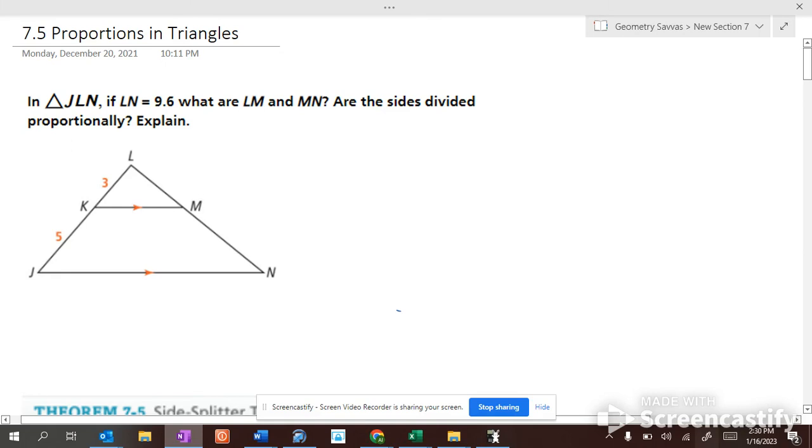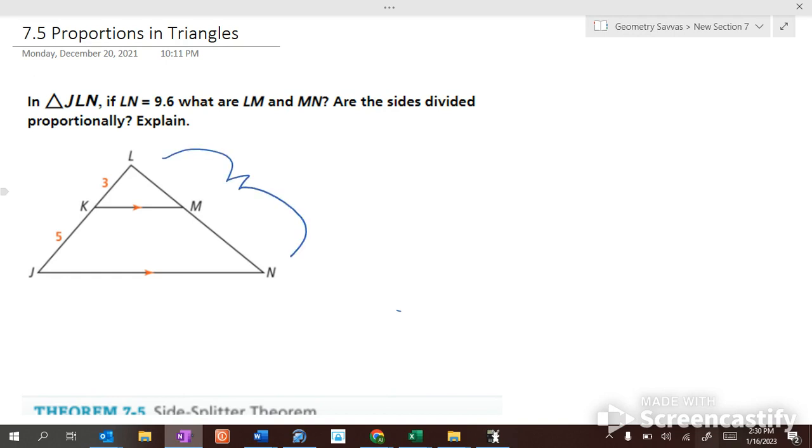So, parallel lines in triangles cut triangles proportionally. So if this is a 3:5 ratio, on this side it would be a 3:5 ratio. Now, if we're told this whole side is 9.6, well, then we've got to figure out what each part is.